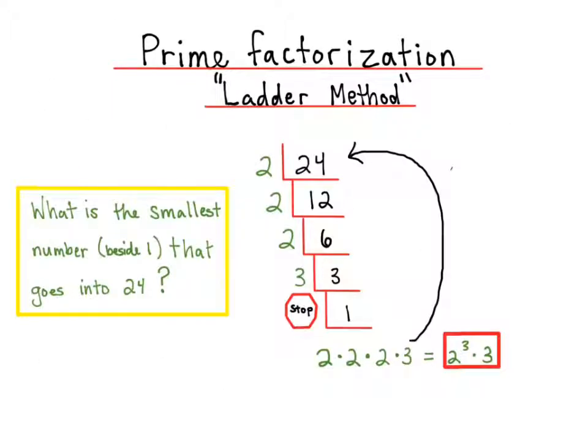And on this other side, we want to know the smallest number besides 1 that goes into 24, and we keep going down the ladder. What's the next smallest number, the smallest number that goes into 12, into 6, into 3, until we reach 1, and then we're going to stop.